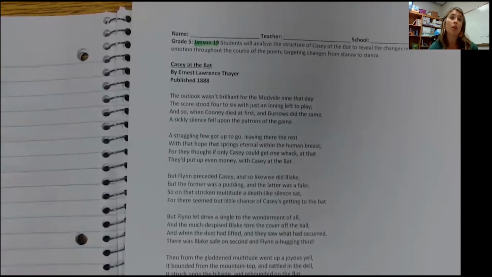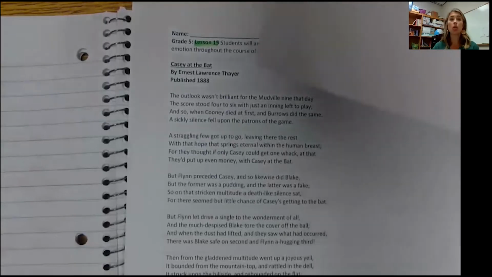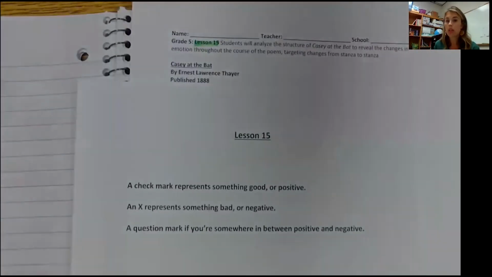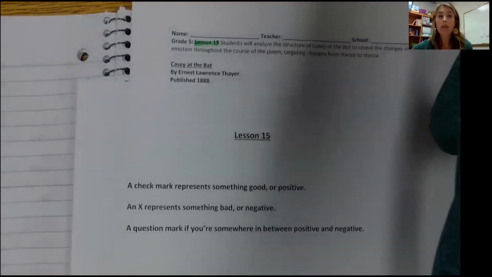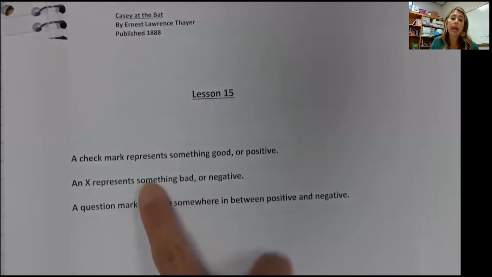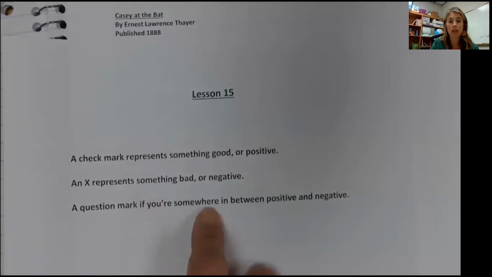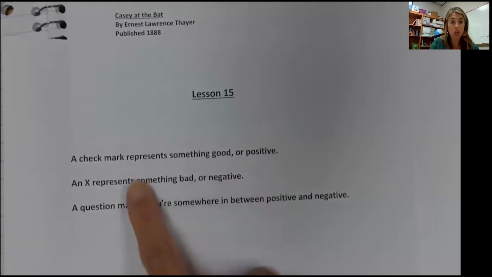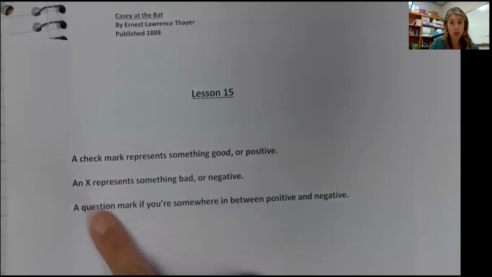Instead, I'm going to have you grab your paper and listen while I read a few sentences to you. You're going to be drawing something, but not so detailed as your faces. You'll have 3 symbol options to draw on your paper as I read. You will have a check mark, which will represent something good or positive, an X, which represents something bad or negative, and a question mark if you're somewhere in between positive or negative. So your 3 symbol options are a check mark, an X, or a question mark.